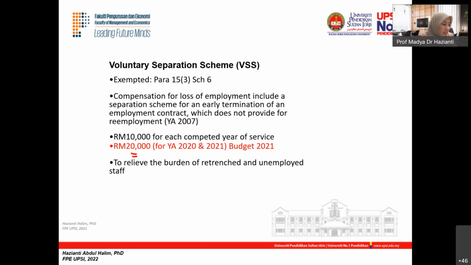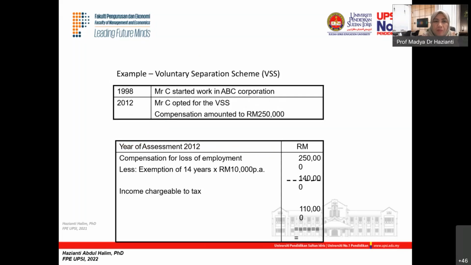I have to check. I prepared one question. Saya tak perasan. Saya lupa yang ni. So I put 2021 year assessment. So year assessment 2021 ni semua yang merah ni. 2022 tak tahu lagi jadi apa. Alright, so VSS, Mr. C started work in ABC Corporation 2012, recently for the VSS dapat compensation amounted to 250,000. Ini sama macam example tadi lah.